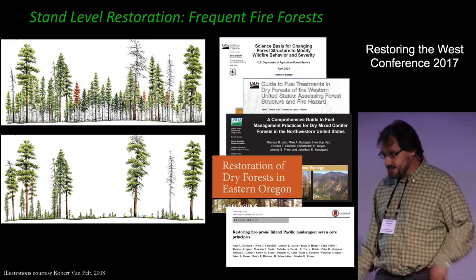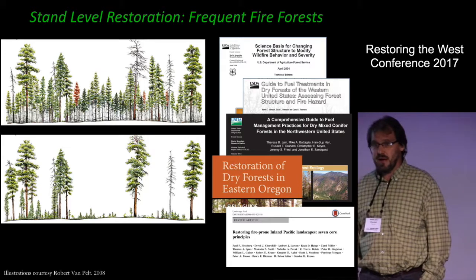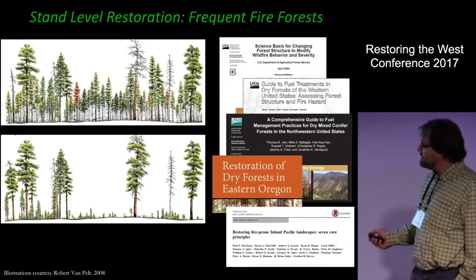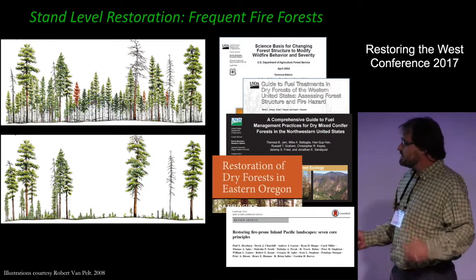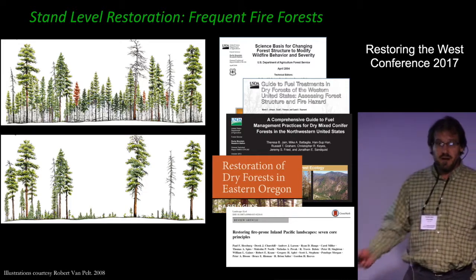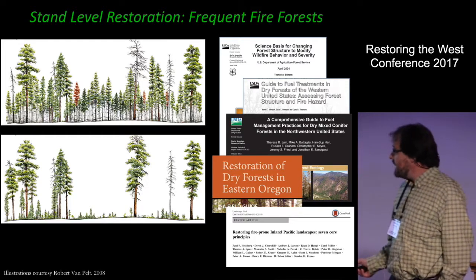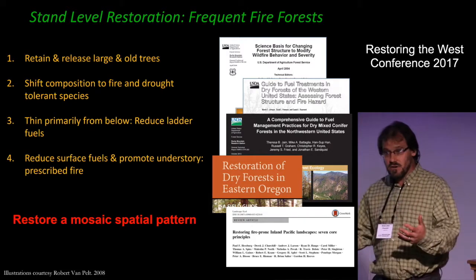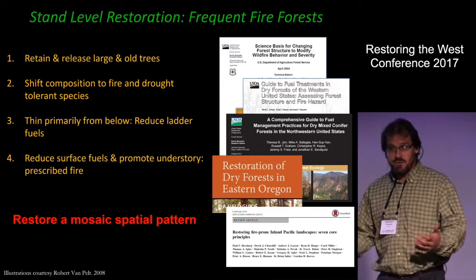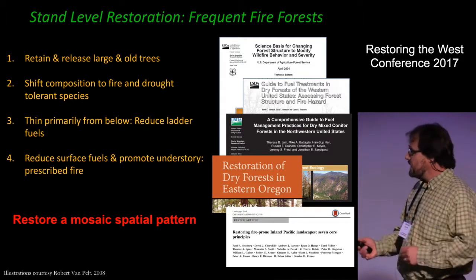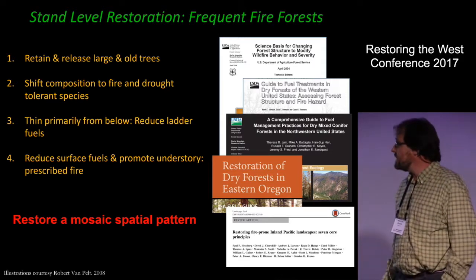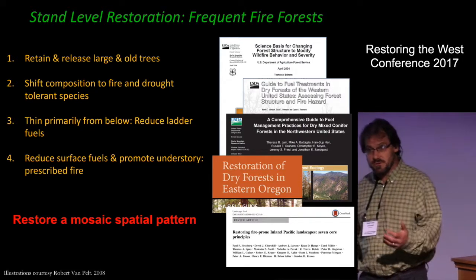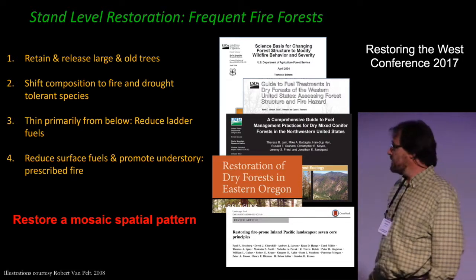There's been a ton of science, lots of management guidelines and research and monitoring. We have these forests. Sometimes we have a nice backbone of old trees. Sometimes we cut them all down, but we have this ingrowth of dense, typically more shade-tolerant trees, and we go in and remove that. We have these principles: retain and release the larger and older trees. We want those fire-resistant species. We're removing the shade-intolerant, less fire-tolerant species. We're thinning from below, reducing those ladder fuels. We need to treat the surface fuels. Again, these are common things that are very well established.